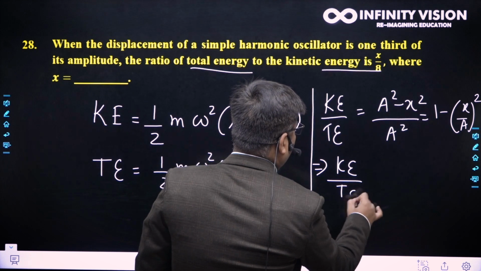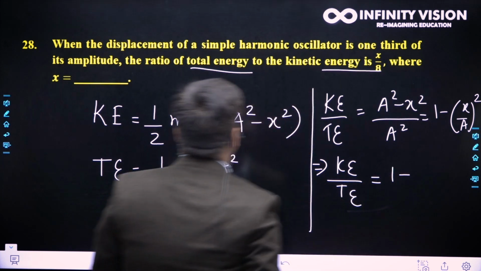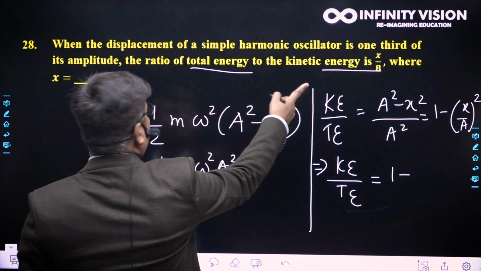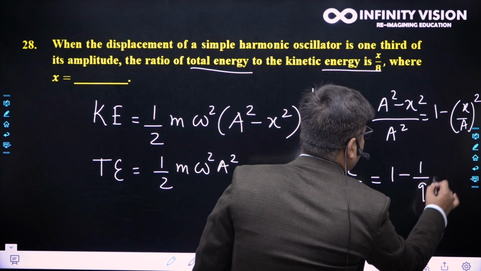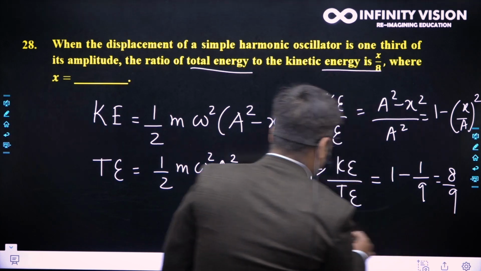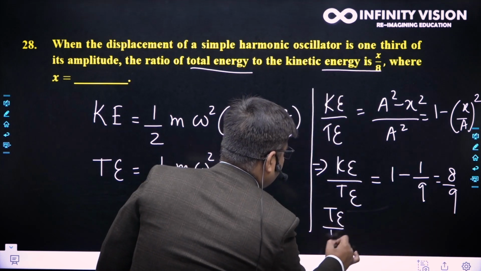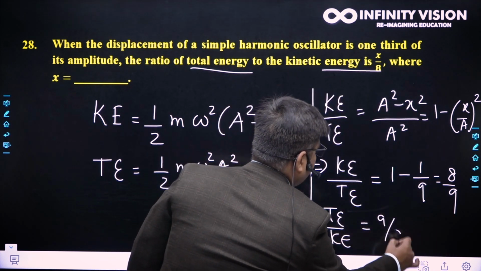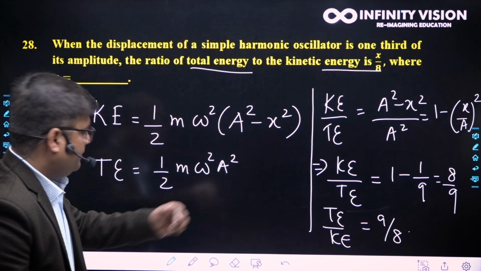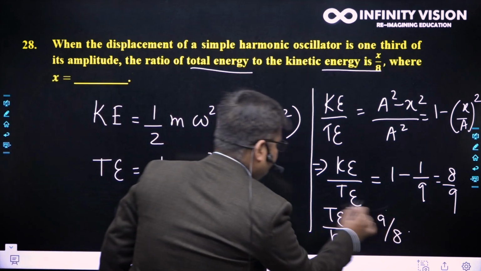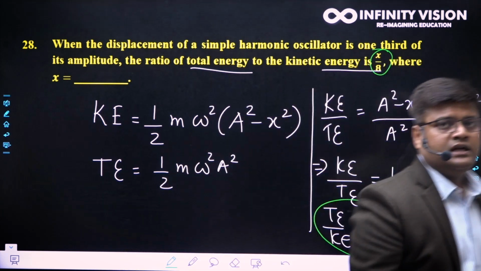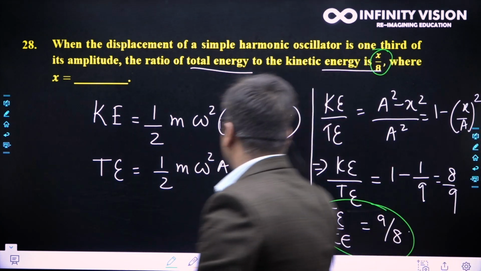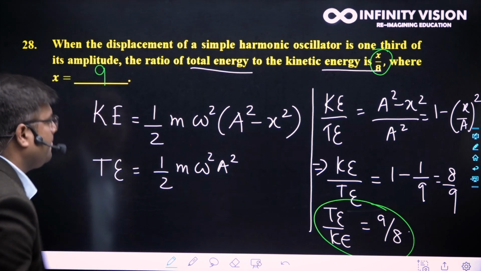So kinetic energy upon total energy is 1 minus (x by a), with x being 1/3 of the amplitude. So this is 1 minus 1 by 9, which is 8 by 9. So the total energy upon kinetic energy will be 9 by 8. If we compare our final answer with this particular expression, we will clearly see that the value of x is 9. So the correct answer is 9.